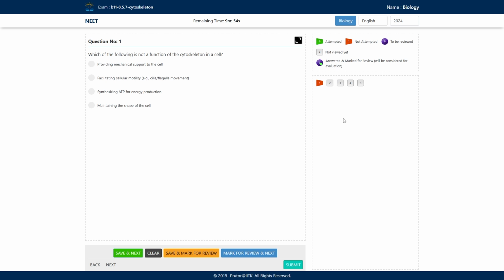So here is the first question. Four options are given to you. You have to tell which of the following is not a function of the cytoskeleton in a cell. First is providing mechanical support to the cell. Second is facilitating cellular motility, for example, cilia flagella movement. Third is, does cytoskeleton synthesize ATP for energy production. Fourth one is maintaining the shape of the cell. What would be the correct answer?